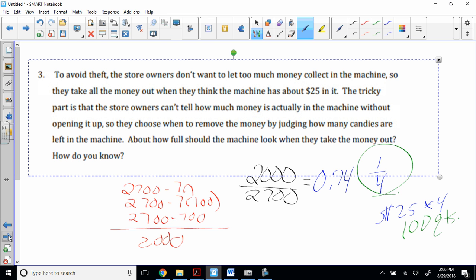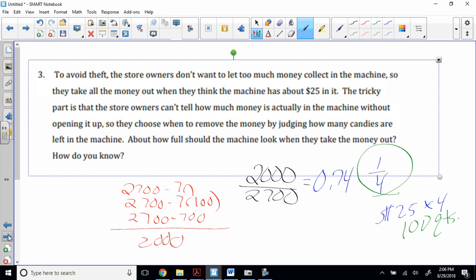Now, I didn't do anything difficult. All I did was take 7 turns, seven of them, and I had 100 turns, right? That's 700. Took that away from it. Got 2,000 candies left. 2,000 candies, part over whole. I got a decimal, right? That's how much is there, percentage-wise. 0.74, which is 74%. So roughly about 3/4 of it, right? So a quarter of it empty should be about 25 bucks.